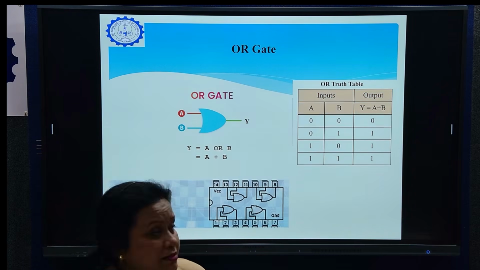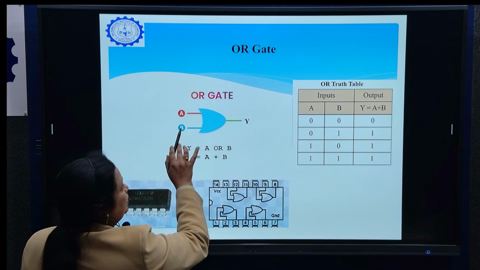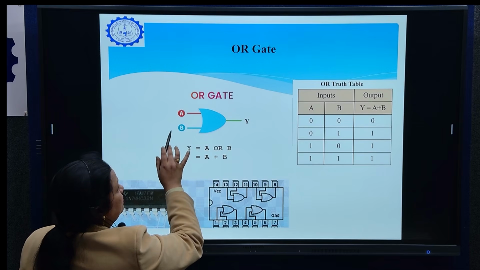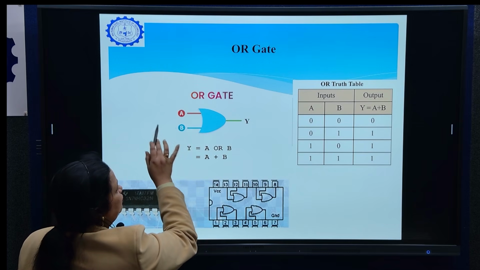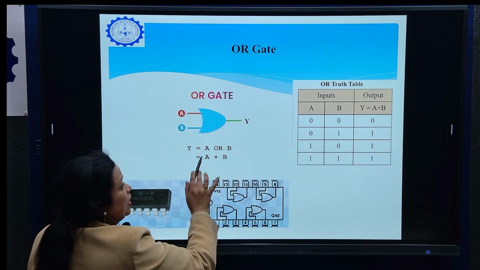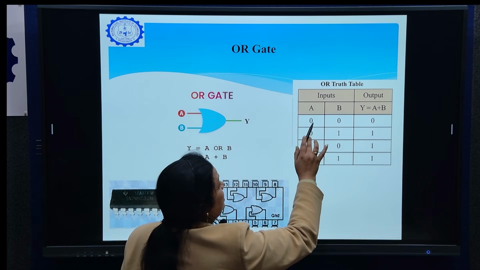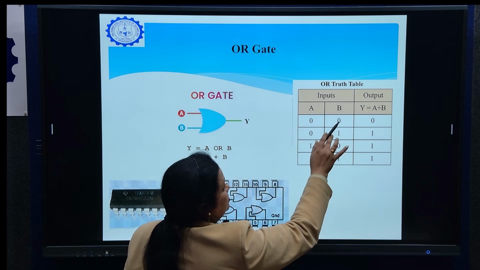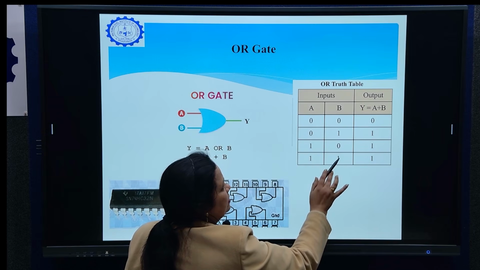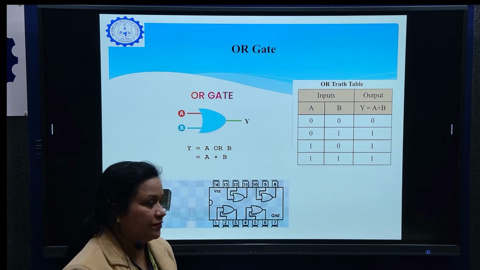The next gate is the OR gate. The symbol for the OR gate is this one, again 2 inputs or more than 2 inputs, right. A and B can each have 2 values, 0 or 1. Again the expression is A or B. So, we are ORing these 2 bits A and B. Now, A is 0, B is 0; A is 0, B is 1; A is 1, B is 0; A is 1, B is 1. These are all 4 possible combinations which A and B can have.